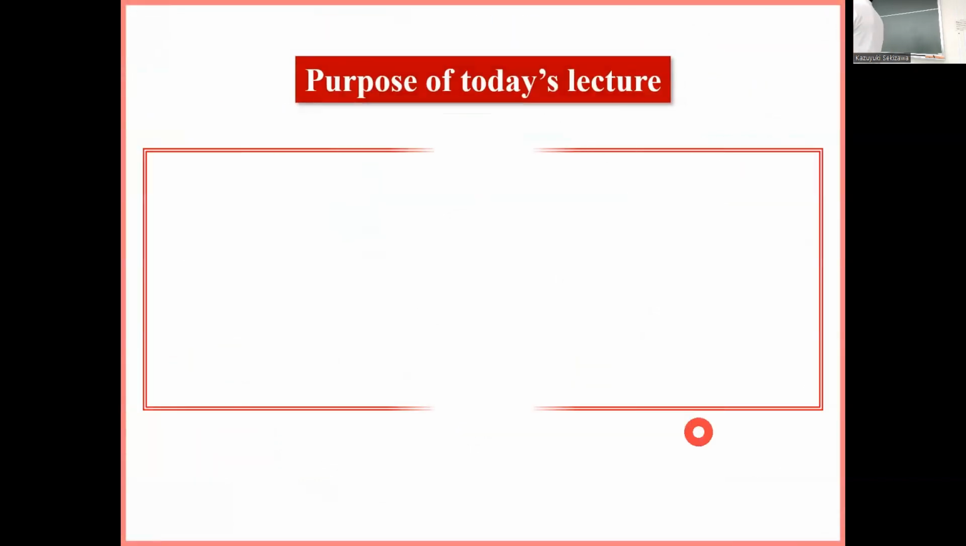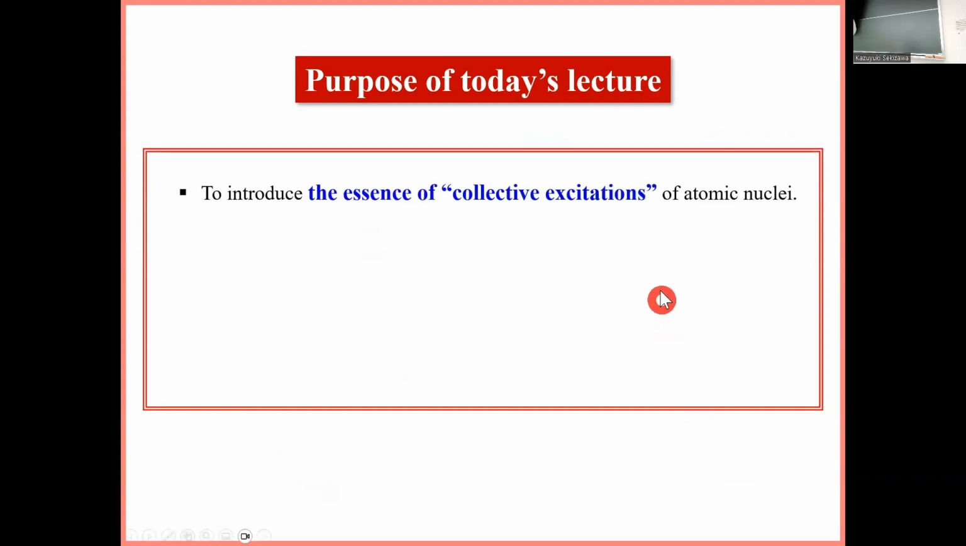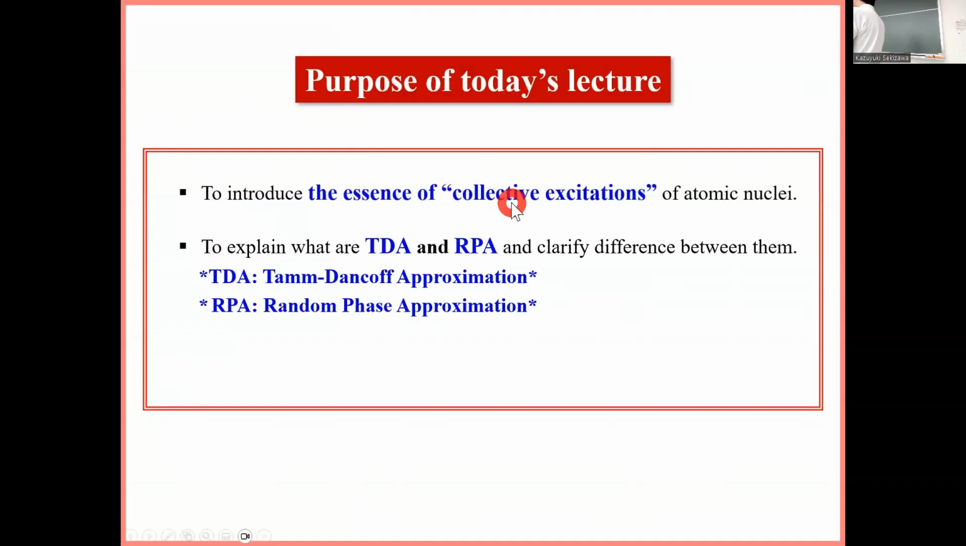Today I will introduce what collective excitations are and explain how to describe them. The purposes of today's lecture are the following. First, to introduce the essence of what we call collective excitations for atomic nuclei. They cannot be explained just as single particle excitations, but based on TDA, the Tamm-Dancoff approximation, or RPA, we can understand the origin of this collective state. I will explain what TDA and RPA are and clarify the difference between them.